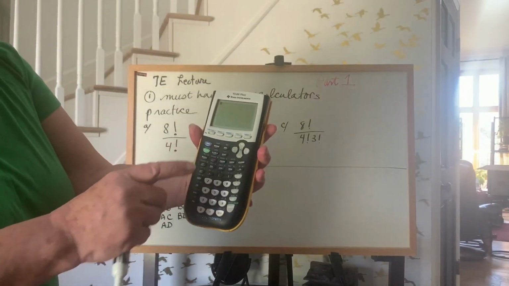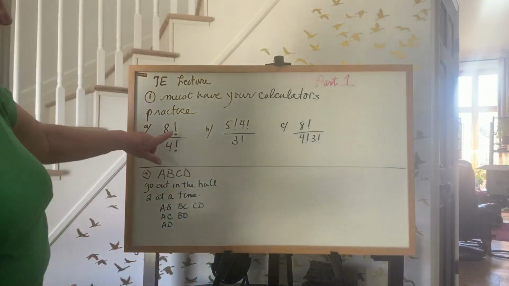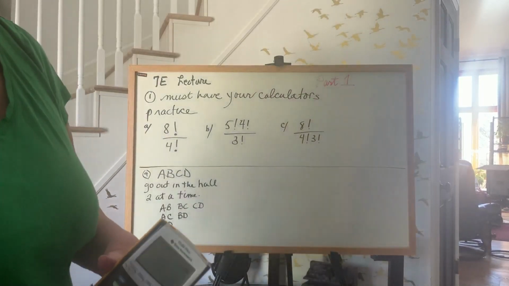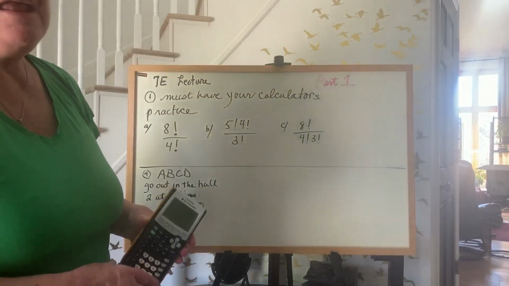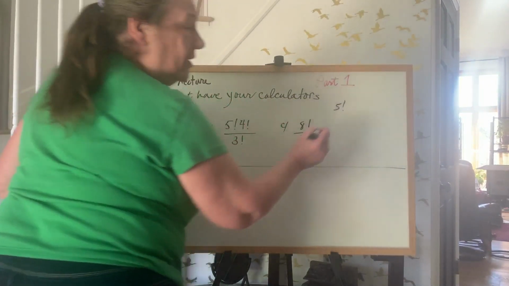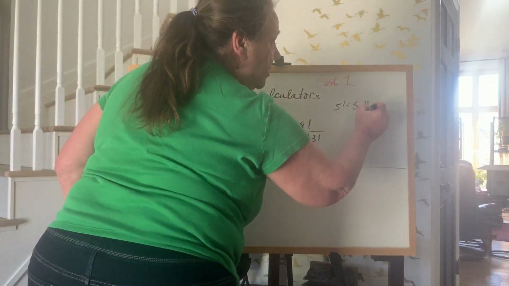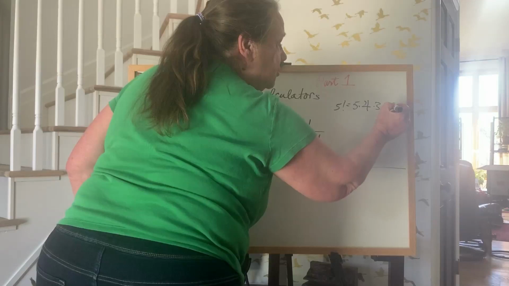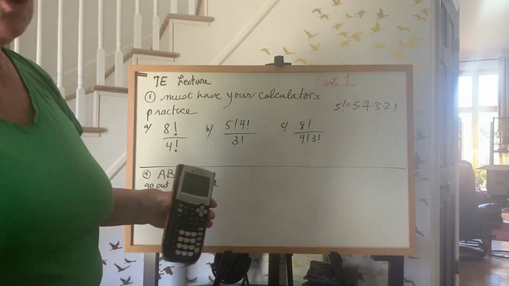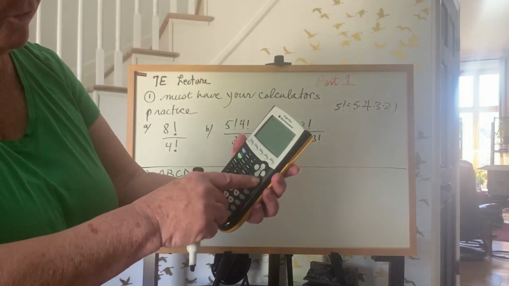You have to push. We want the exclamation point right here. The exclamation point says to you, factorial. And a factorial, for instance, 5 factorial means 5 times 4 times 3 times 2 times 1. It's from the number on down. So you could do it yourself, but your calculator will do it for you.